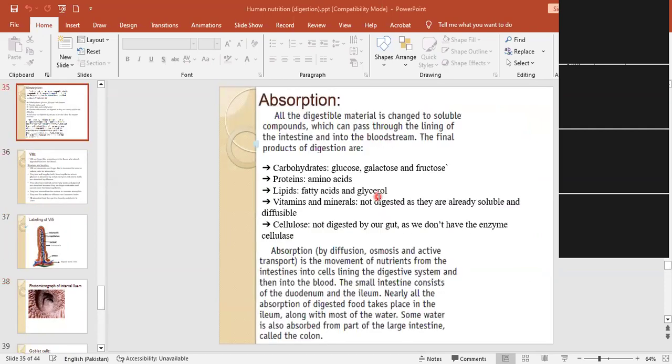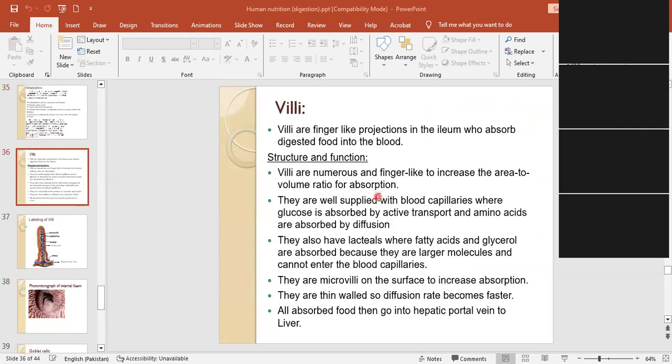First, we will discuss the structure, then we will discuss the function of it. Okay, number 1 point, they are finger-like projections. Remember, when any cell has a smaller volume, it means it has an increased surface area to volume ratio for the absorption or whatever function they have to do. So, how are they smaller in volume? As they are finger-like projections.